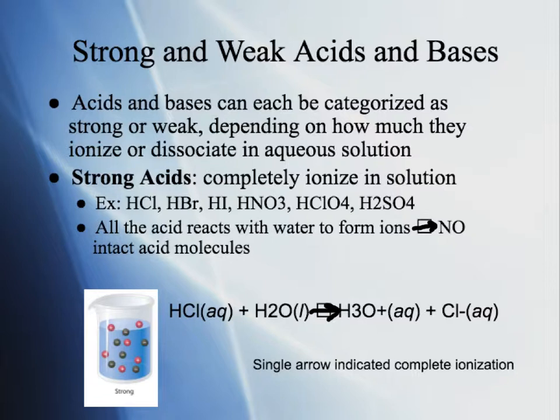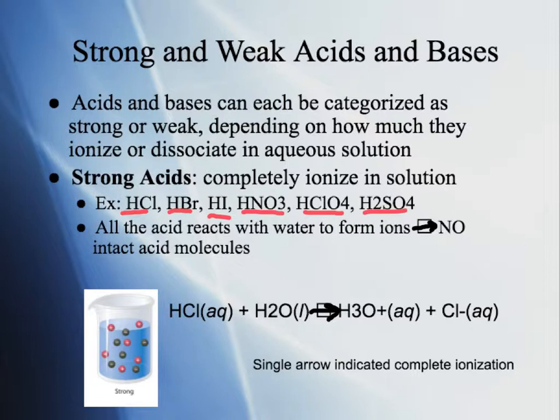And so acids and bases can be categorized as strong or weak depending on how much they ionize or dissociate in aqueous solution. So strong acids are going to completely ionize in solution. That means they're going to completely break apart to make an H3O, or hydronium, ion to make it more acidic. Some good examples of strong acids: hydrochloric acid, bromic acid, iodic acid, nitric acid, chloric acid, and sulfuric acid.